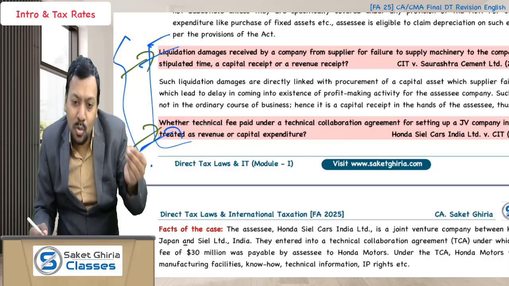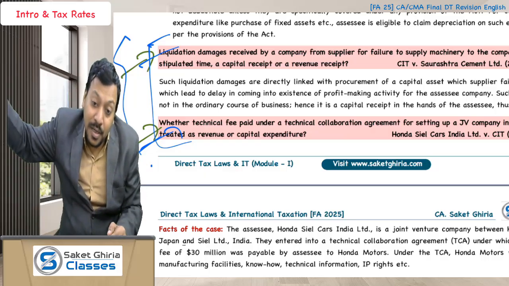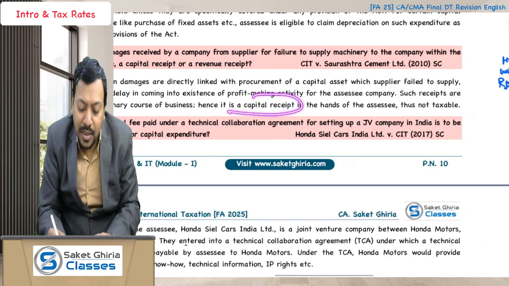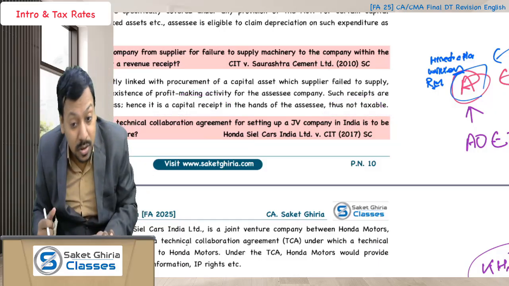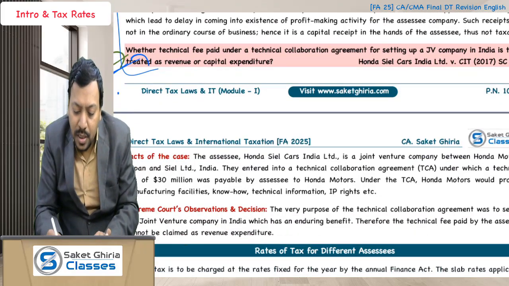What the Supreme Court said was no, this is not a regular business receipt, because you cannot expect such kind of receipts in the ordinary course of business. Hence it is a capital receipt in the hands of the assessee, hence not taxable. So finally, the Supreme Court said that this amount is not taxable. The related second case is Honda Siel Car India Limited.